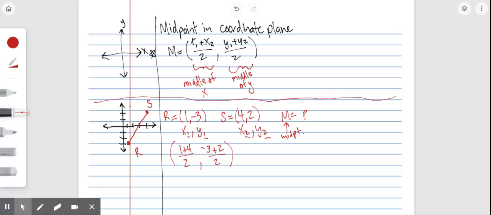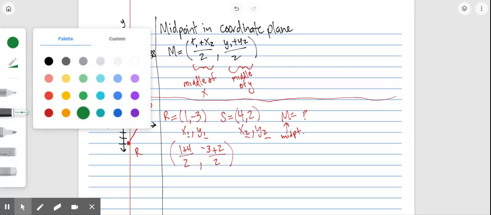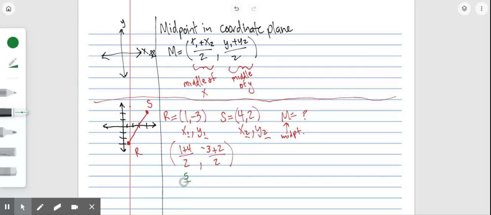Okay, so then I'm going to solve this. I'm going to do one step at a time. 1 plus 4 is 5. Negative 3 plus 2 is negative 1. Okay. So this is my coordinate, 5 halves, comma, negative 1 half. 5 halves is the same as 2 and a half. So 1, 2 and a half. Negative 1 half. So down 1 half. And it sits right here on that line. M equals M. Cool. All right, let's do another one.